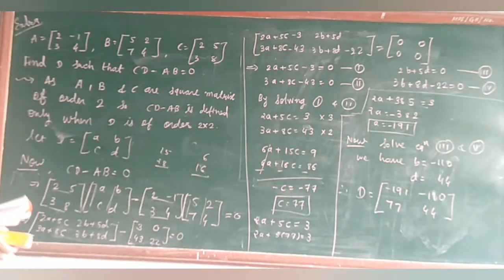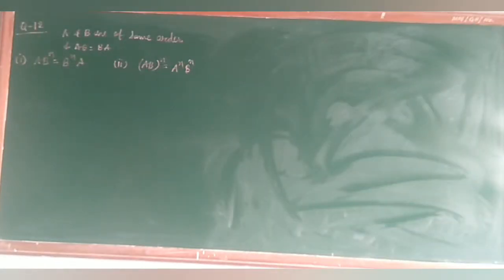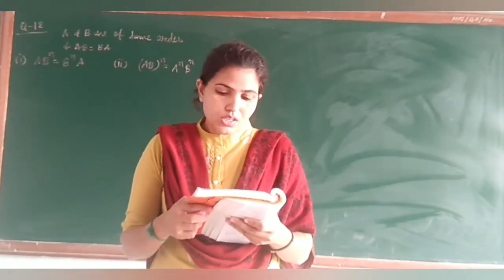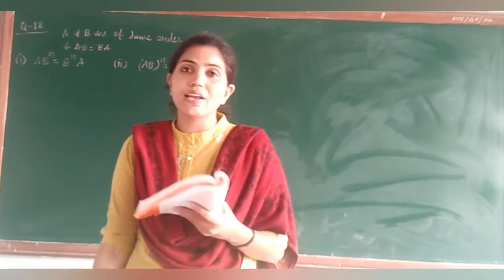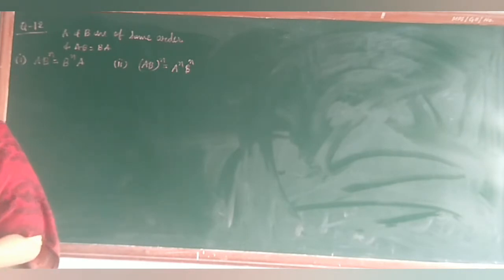So now let me see question number 12. Now students, the next question. Question number 12 is, if A and B are square matrices of the same order such that AB is equals to BA, then prove by induction that AB raised to n is equals to B raised to n into A. Further prove that AB raised to n is equals to A raised to n into B raised to n.